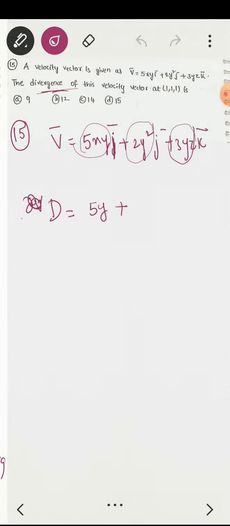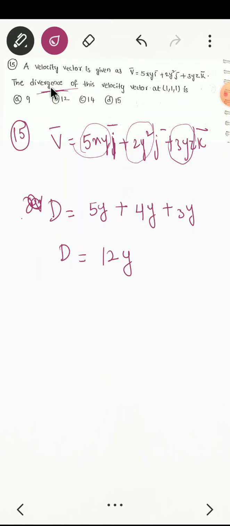So what will we get now? 5y plus 4y plus, this will be z with respect to z, 3y. So total divergence is equal to how much? 5, 9, 10, 11, 12y. At the point they are saying 1, 1, 1. Substitute 1, 1, 1 for x, y, z. The y value is 1. So divergence is equal to 12. Option B is correct.